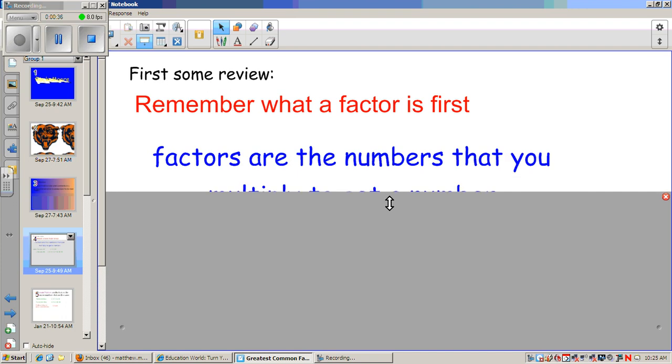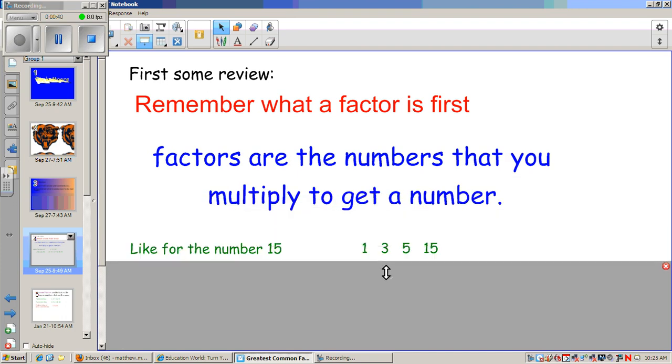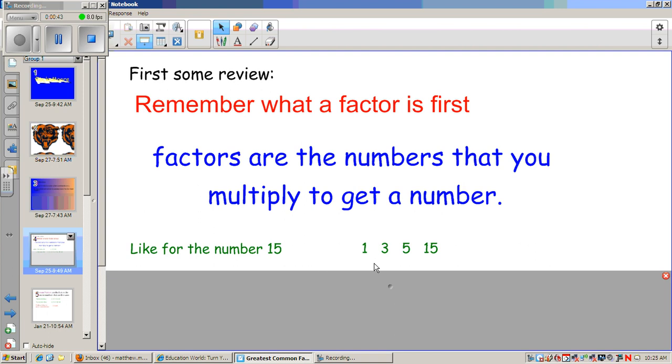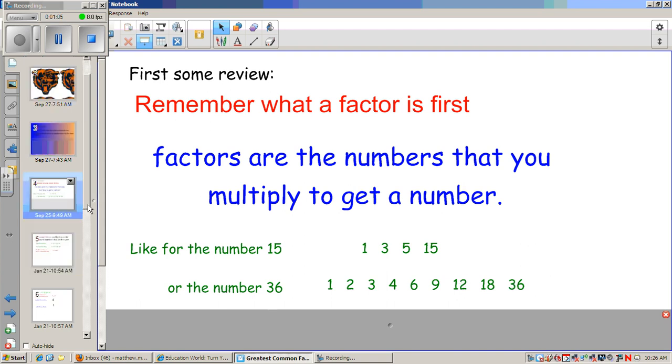Factors are the numbers that you multiply to get a number. We've done a bunch of that. Like for the number 15, our factors are 1, 3, 5, and 15. 1 times 15 is 15, or 3 times 5 is 15. Or for the number 36, we have 1, 2, 3, 4, 6, 9, 12, 18, and 36. These are all numbers that fit into 36, or you can multiply two of them to get 36. Those are the factors.